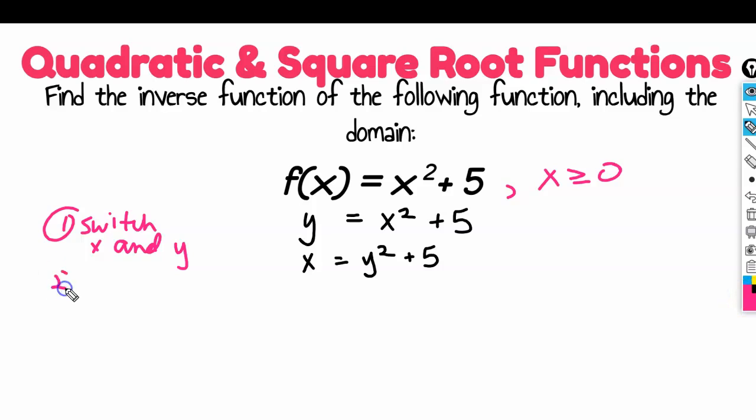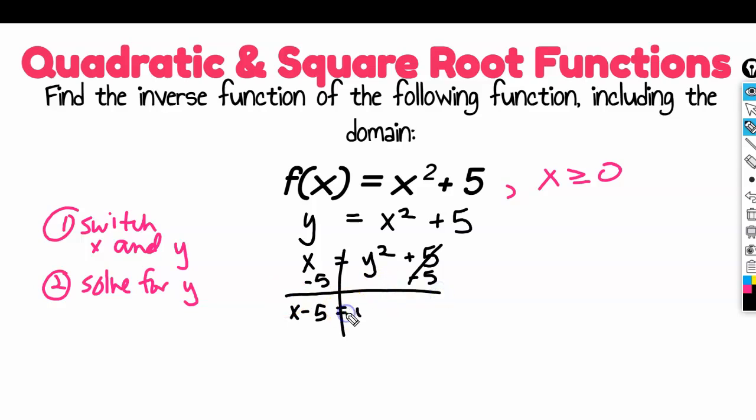And then my next step is to solve for y. When I solve for y, again, I see that there is a squared and there's a plus 5, but this plus 5 is farther away. So I'm going to subtract 5 on both sides because that's the opposite of plus 5. That gives me x minus 5 equals y squared. Then I want to get rid of the squared. The opposite of squared is square root. So we're going to square root both sides, and I've got y equals square root of x minus 5.